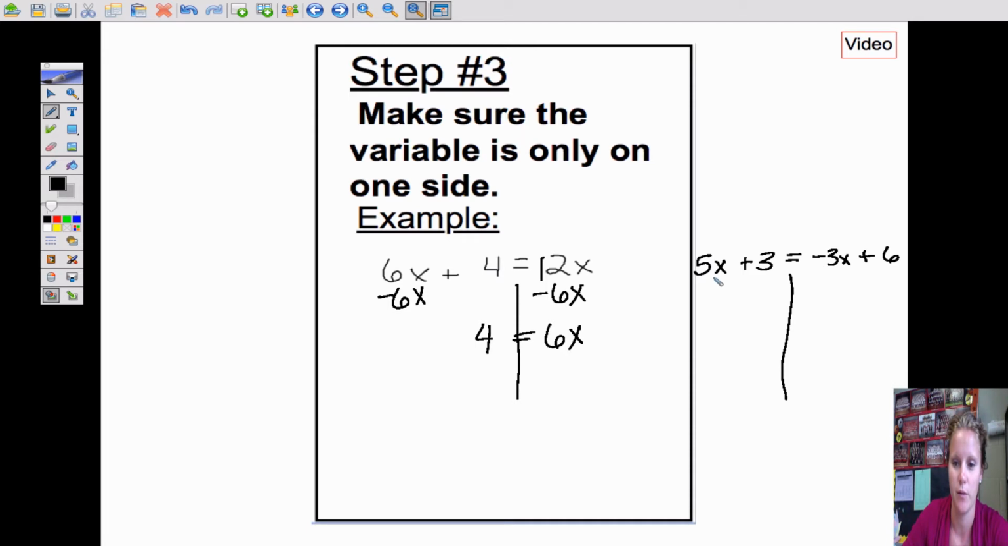Negative 3 is smaller than 5. So to get rid of this negative 3x, I'm going to add 3x to both sides. So I'd have 5x plus 3x, and that would give me 8x plus 3 equals 6. And I'd continue with the next step. So sometimes you have to do the opposite and add an x to get rid of it.